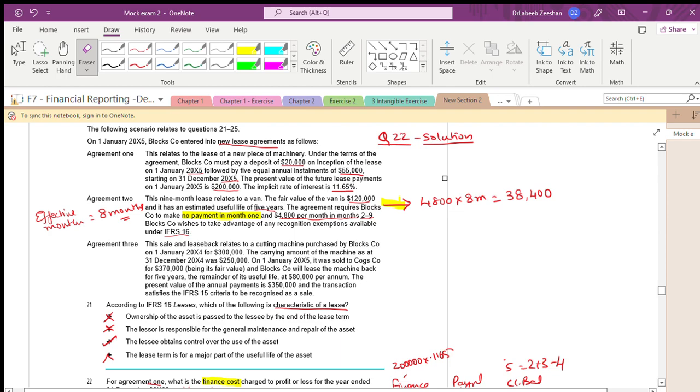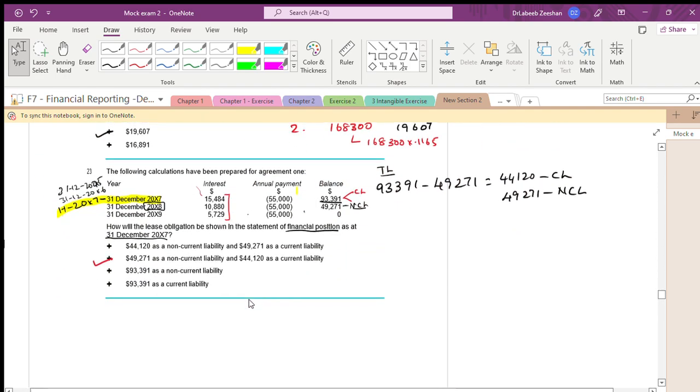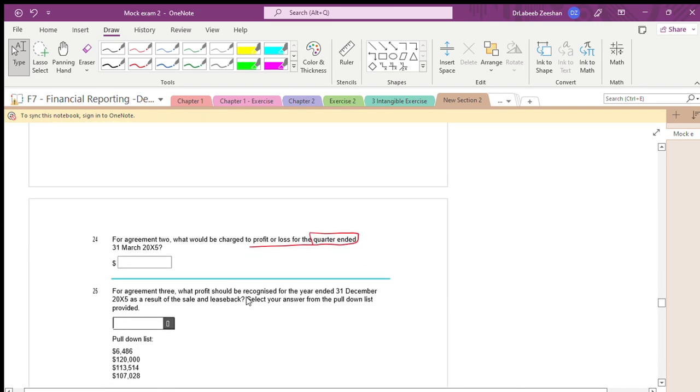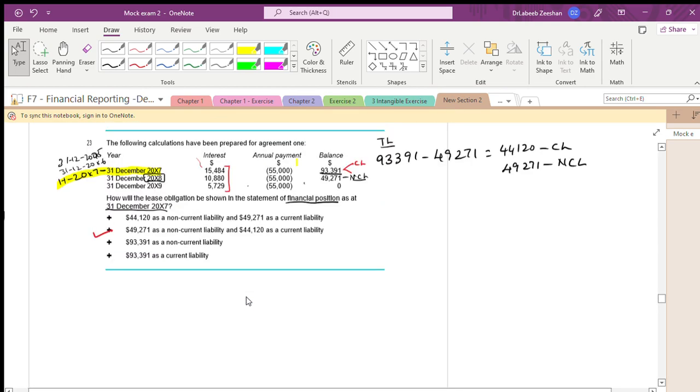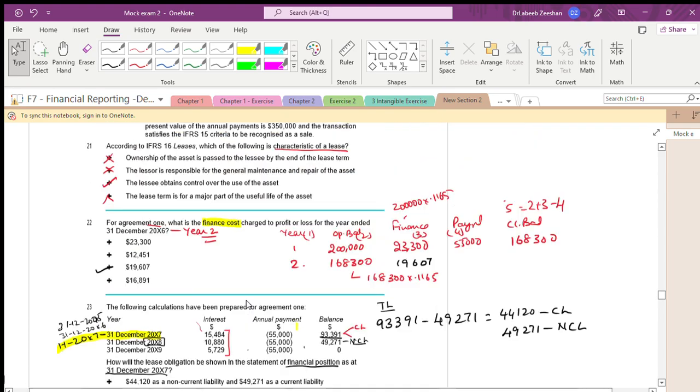38,400. How many months have they taken? 9 months. Is it right? They have not taken for 1 year. Why do we have to take 1 year? They have taken only for 9 months. And what is the question? They have taken it for 9 months.